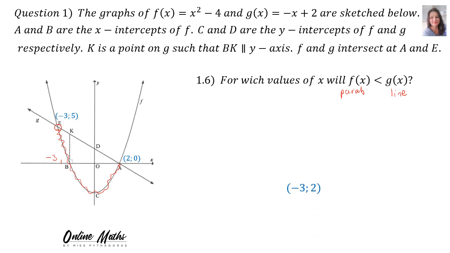So to write that, we say it's from minus 3 up to 2. And why the round bracket? Since there's no equal sign. It's only smaller than.